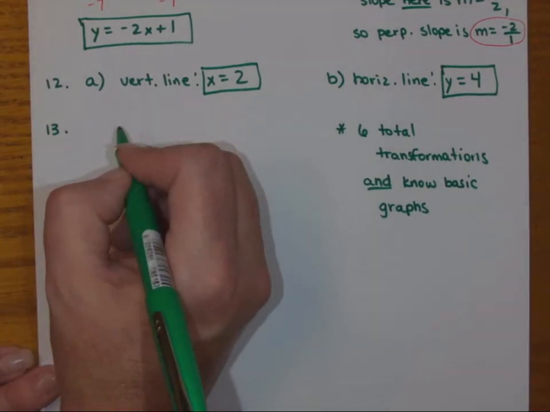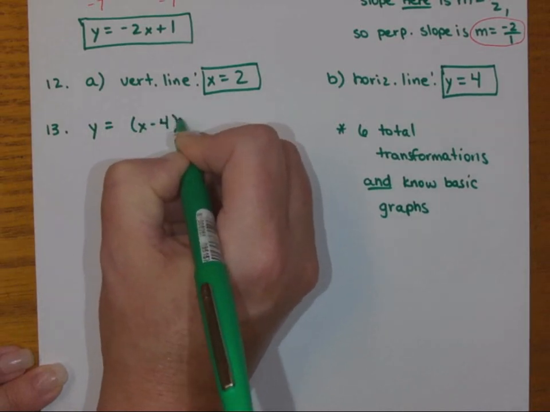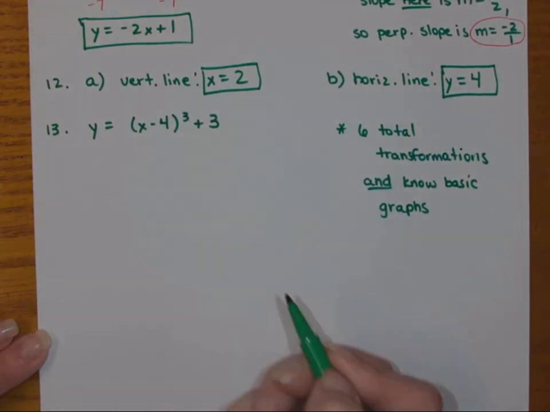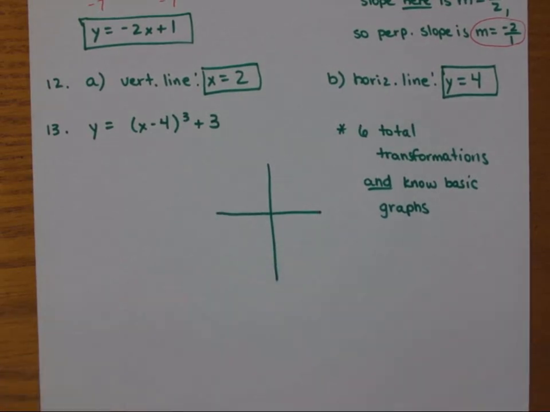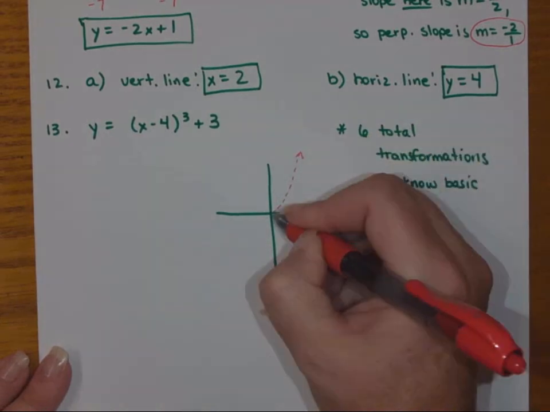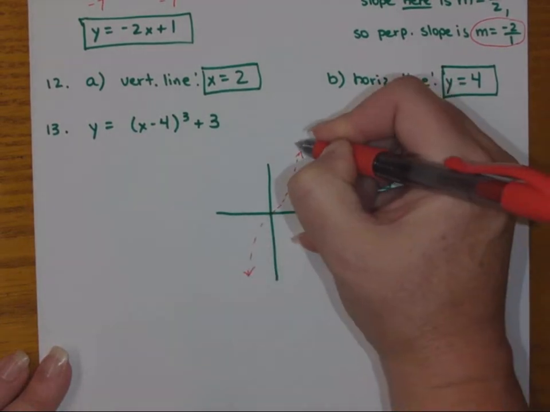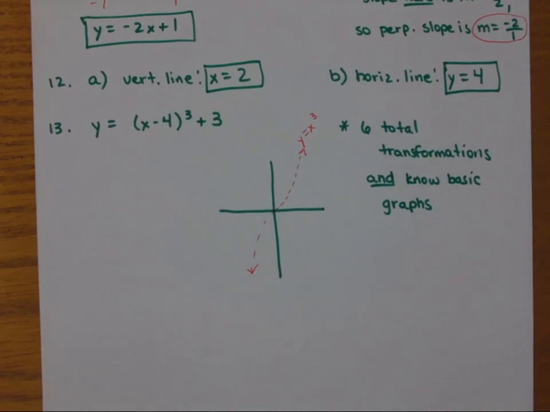Okay, so for number 13, the first thing is you're going to need to be able to know what the original looks like. So before I start, I'm going to use my red pen. In other words, you need to know what the parent function looks like. Well, a cubic function looks like this when you graph it. And then you just need to know what changes are being made.